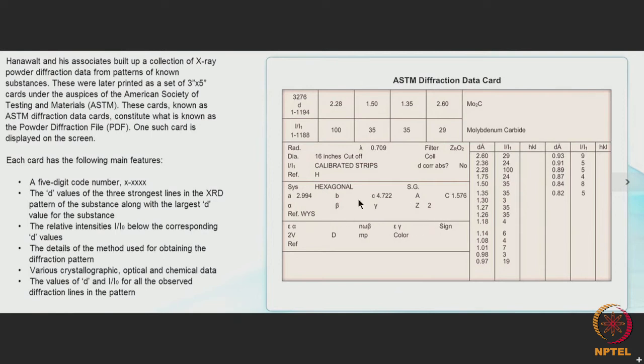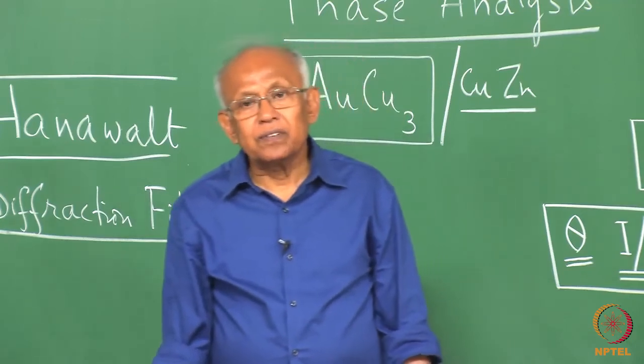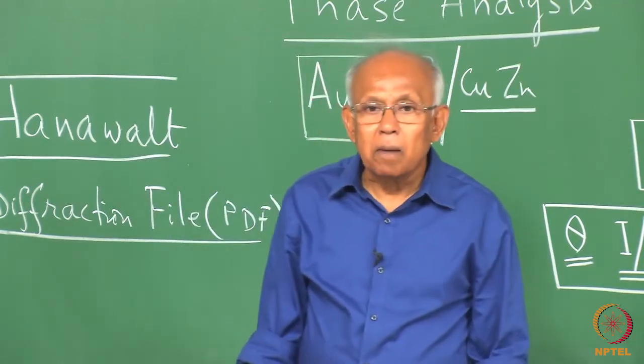This is followed by the various crystallographic, optical and chemical data of this material. Finally, the values of D, the interplanar distances, and relative intensities I by I0 for all the observed diffraction lines in the pattern are shown on the right hand side. In this column the D values are recorded, and in this column the relative intensities. So, this card represents a powder pattern completely.